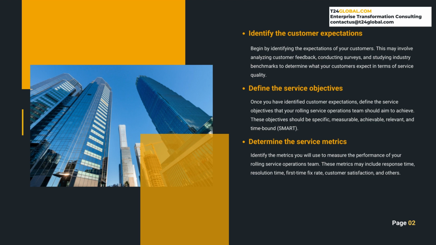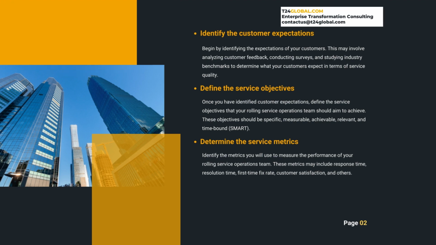of service quality. Once you have identified customer expectations, define the service objectives that your rolling service operations team should aim to achieve. These objectives should be specific, measurable, achievable, relevant, and time-bound. SMART. Thereafter, identify the metrics you will use to measure the performance of your rolling service operations team. These metrics may include response time, resolution time, first-time fix rate, customer satisfaction, and others.